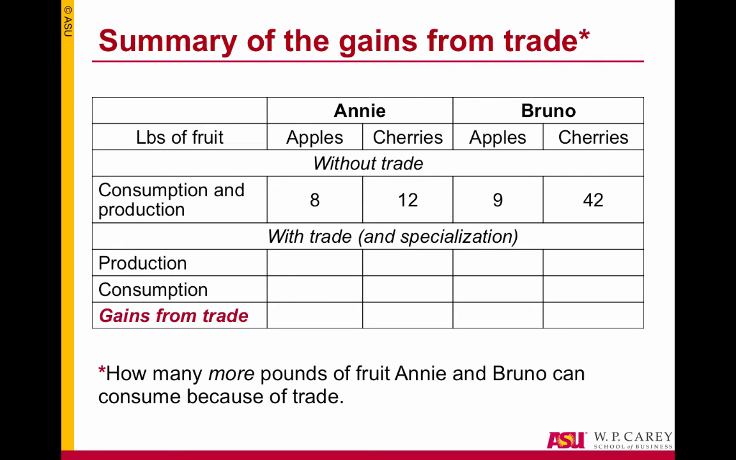We can look at their gains from trade more closely by filling in this table with Annie's and Bruno's consumption and production patterns both without and with trade. When we allow them to trade, we see that Annie just produces apples and Bruno just produces cherries, and they get to consume some of the other fruit because they got it from the other. When we compare this to their consumption without trade, we see that Annie is able to consume 2 more pounds of apples and 3 more pounds of cherries, and Bruno is able to consume 1 more pound of apples and 3 more pounds of cherries. Both are better off by trading. Both gain from completely specializing according to their comparative advantage.